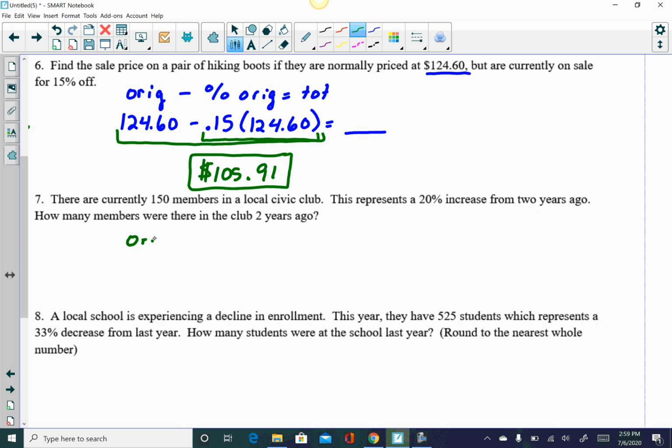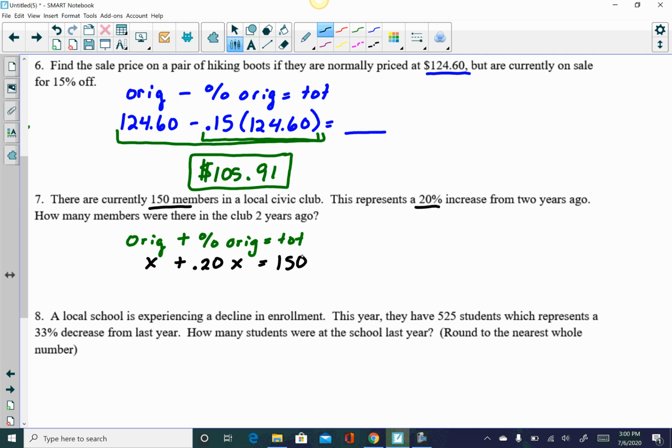So you've got an original amount in the club, and it's a 20% increase, so you're going to increase it by a percent times the original amount, and that's going to equal a total. Well, in this particular case, we don't know the amount of people that were in the club 2 years ago, so that's going to be where our x is. But we know it represents a 20% increase, so 20% as a decimal, 0.20. Again, we don't know the original amount of folks in the club, equals the total amount that are in there now, 150.